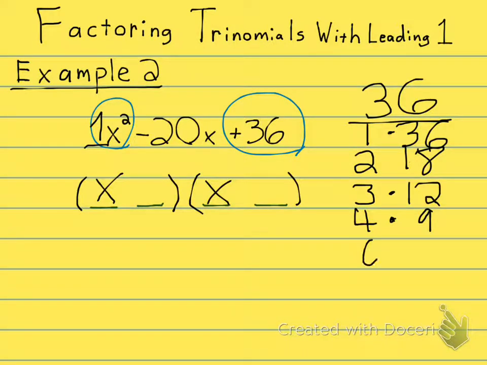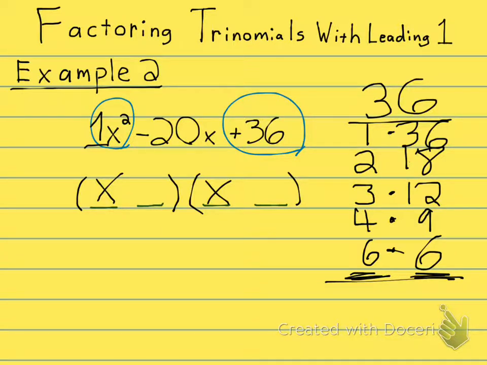Now, if I'm listing it like this, I know to stop when the left column meets the right column, right? Because if I tried to go down to 7, 8, and 9, 9 is already here. So when my left column meets the right column, then I can stop. Here are all my possibilities.